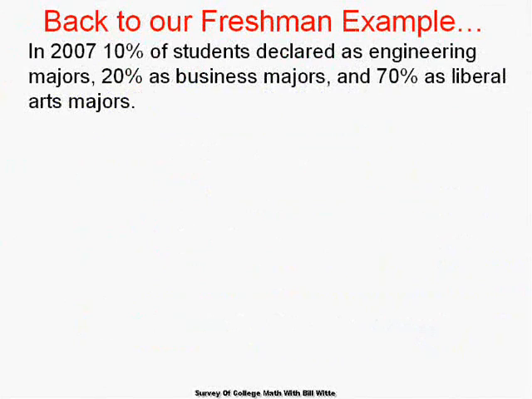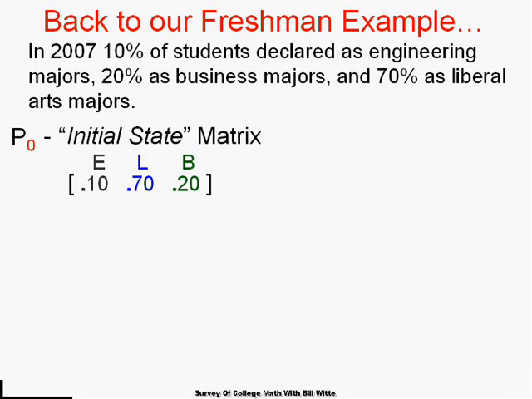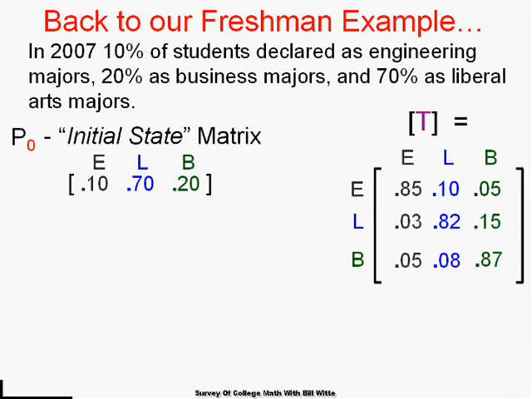I'm back, baby! Let's look at this problem again. Back to our freshman example. In 2007, we started with an initial state matrix, if you would: 10% of the students declared as engineering majors, 20% as business majors, and 70% as liberal arts majors. That was just that year. Okay, so the initial state matrix would be just that, 10%, 70%, and 20%. I've put in the labels for you.